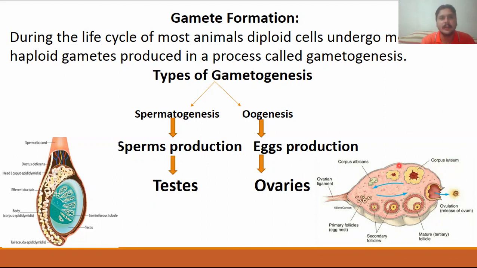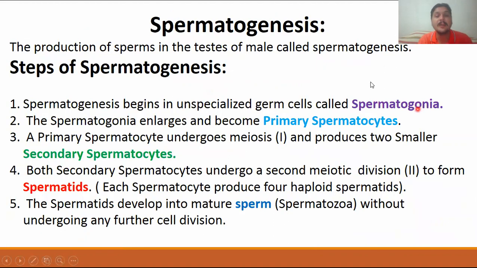So I will explain the next part of this gametogenesis. What do you say about gametogenesis? It is a production of gametes, production of sperm, production of eggs. The first process is called spermatogenesis. That means the production of sperms in the testes of male is called spermatogenesis.